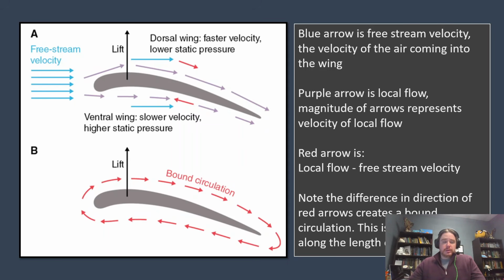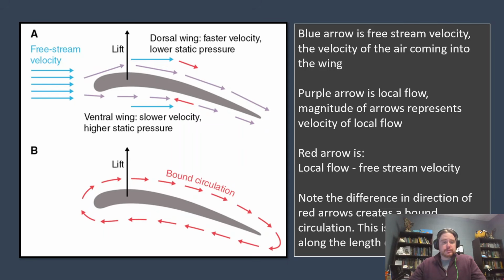The red arrows here represent the difference when you take the local flow and subtract the free stream velocity. And so we can do a really simple example of this. If free stream velocity is 10 miles an hour, it hits this wing and it gets accelerated to 11 miles an hour over the top of the wing, then the magnitude of this arrow would be 1. It's 11 minus 10, a 1 mile an hour difference. In this case, that's the net acceleration occurring.